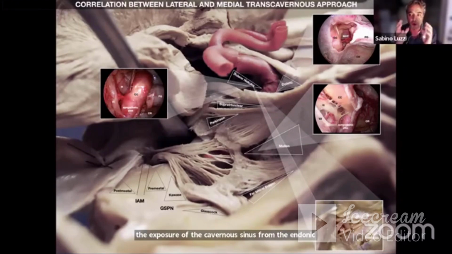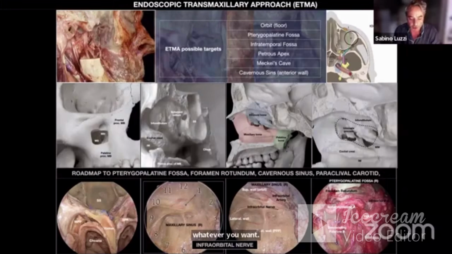And we have to know very well this kind of relationship, because when we are working at the level of the cavernous sinus from the nose, we have to know where we are in relationship to the sixth cranial nerve, first trigeminal division, second trigeminal division, internal carotid artery, and whatever you want. I just told you that we can expose it just for completeness purpose.